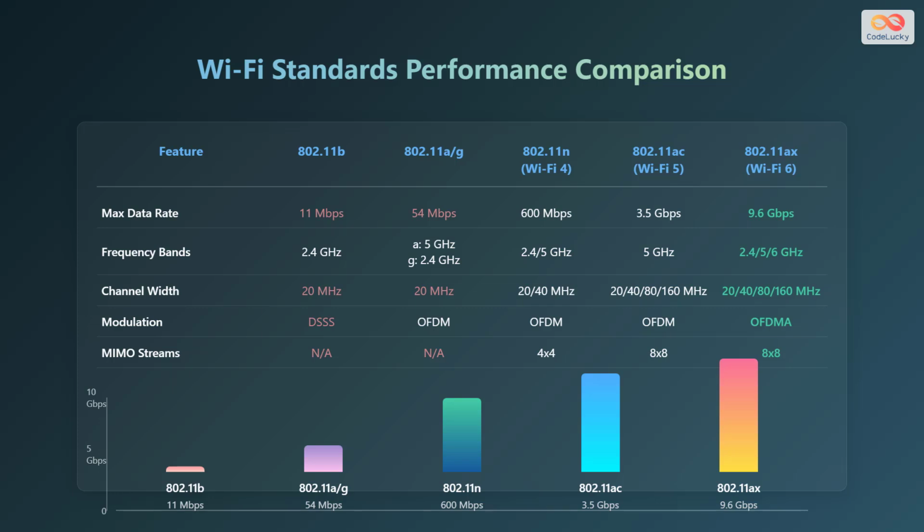The 802.11ax, also known as Wi-Fi 6, has a maximum data rate of 9.6 gigabits per second and operates on the 2.4/5/6 GHz frequency bands with a 20/40/80/160 MHz channel width, using orthogonal frequency division multiple access modulation, and supports 8x8 multiple input multiple output streams.